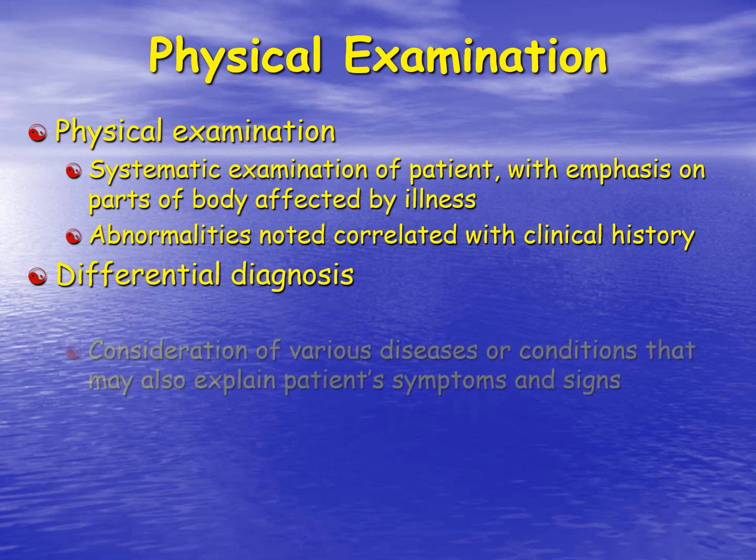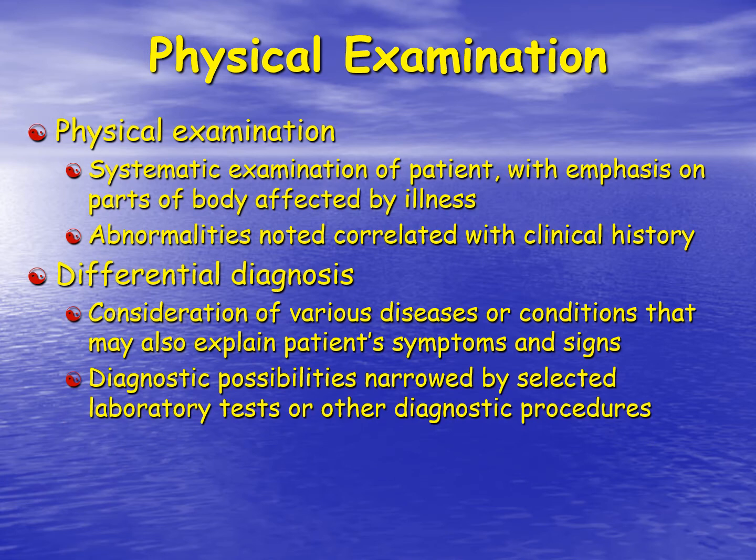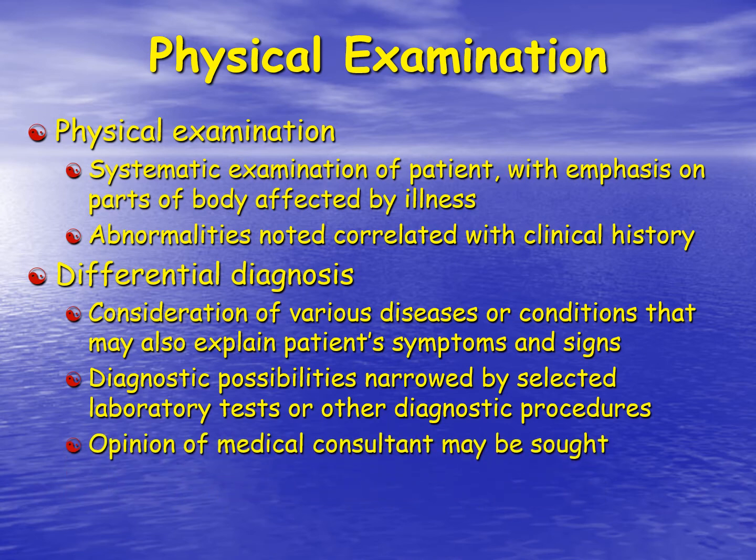Now, differential diagnosis is really the consideration of various diseases or conditions that may also explain the patient's signs or symptoms. A patient comes in with vomiting. Well, what could cause vomiting? There's a whole plethora of diseases that could cause vomiting. And so I have to put on my general diagnostic list the primary diseases that I think this could potentially be. Then I have to look at those and look at the diagnostic possibilities and narrow them down by selecting specific laboratory tests or other diagnostic procedures that will hopefully lead me to then a definitive diagnosis.